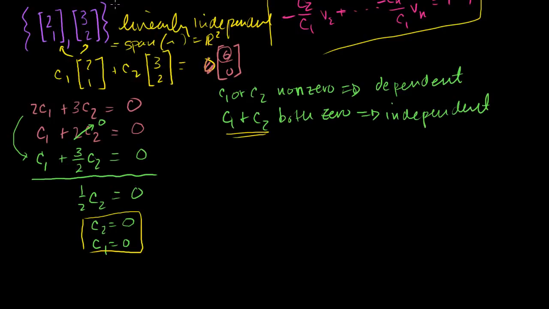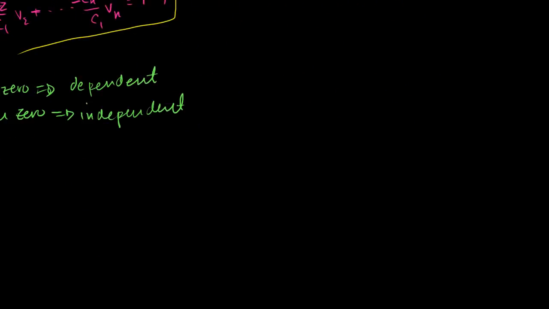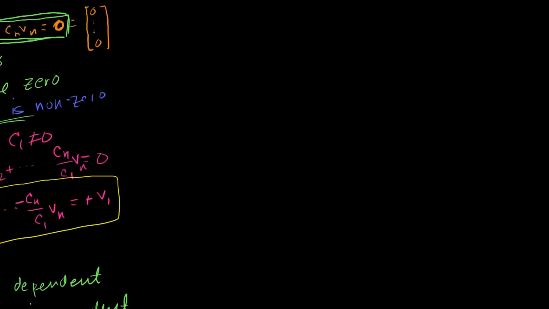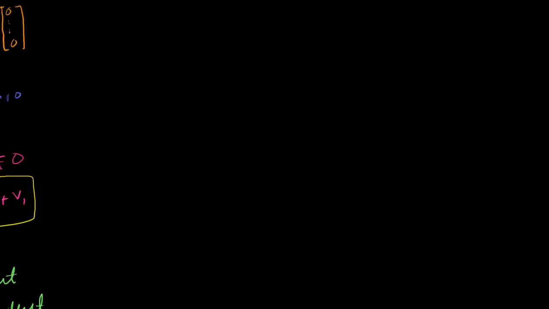But let's do another example. Let me scroll to the right, because sometimes when I go too far down, it starts messing up, and I haven't figured out why. So my next example is the set of vectors. I have the vector (2, 1), I have the vector (3, 2), and I have the vector (1, 2). And I want to know, are these linearly dependent or linearly independent?